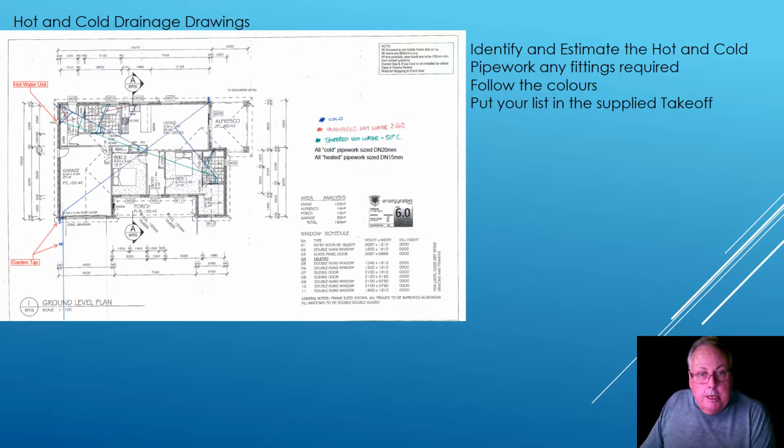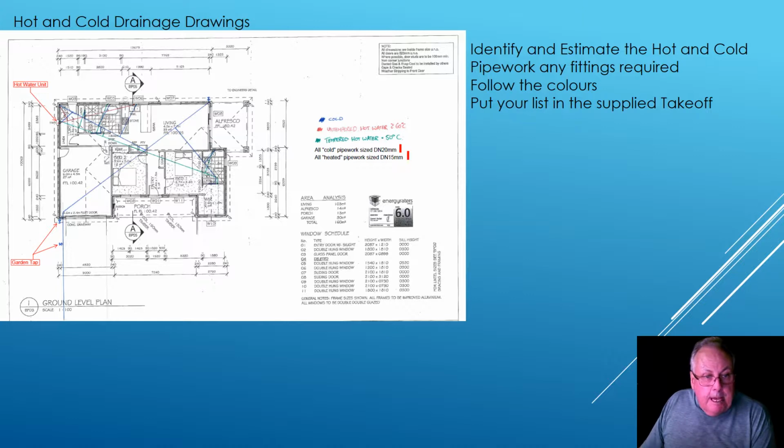Okay, so you can see cold is blue, okay, hot water is red, and green is our tempered. And the differences are tempered hot water, which is used for showers, is basically 50 degrees C, where untempered hot water is 60 degrees C. And that's a huge thing. All cold pipework size DN 20 mil. All heated pipework size DN 15 mil. And so you can then find those particular fittings by that. So again, very similar to what we did before.